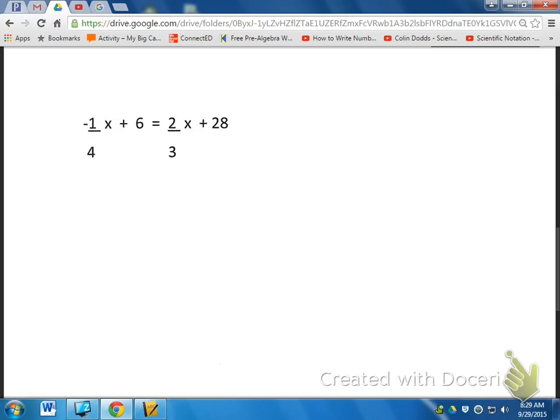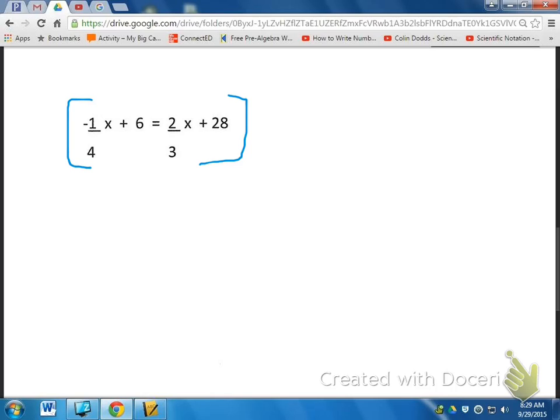Okay. So what we're going to do with this, it's called kill the fraction. It's not as violent as it sounds, but we're going to get rid of those fractions. Here's what you do. You take this whole equation and you multiply every term in it by the least common denominator of 4 and 3. By multiplying every term by that, it makes the fractions go away, thus killing the fraction.